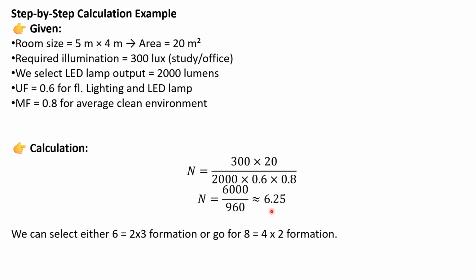So in calculation, we get approximately 6 into 2.5. Now you can either go for 6, 2 into 3 formation, 2 lengthwise and 3 breadthwise, or vice versa, or otherwise, to be on safer side, we select 8 in 4 into 2 formation, 4 rows of 2 columns, or vice versa.